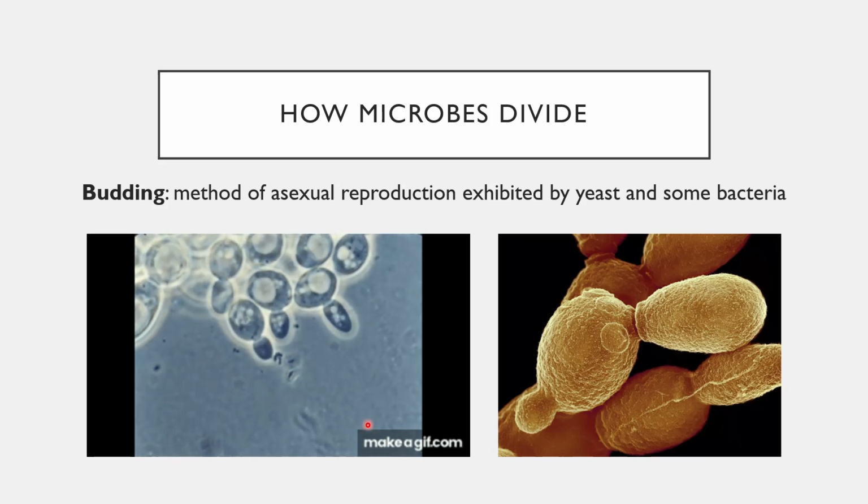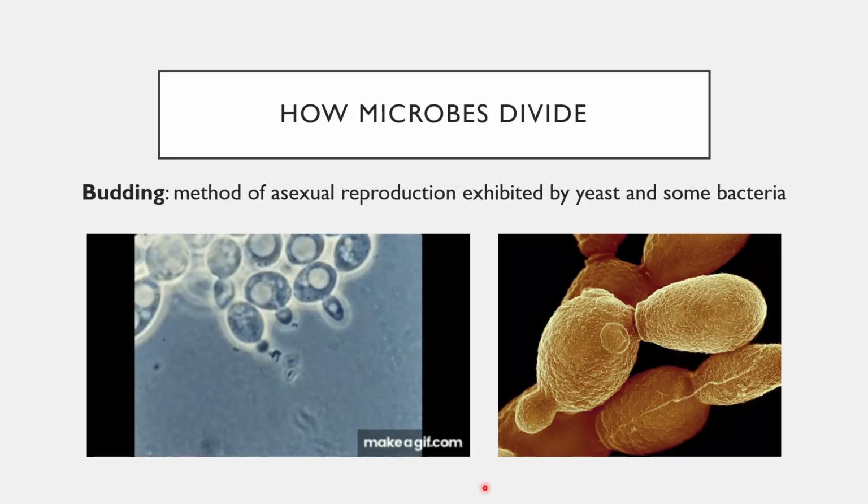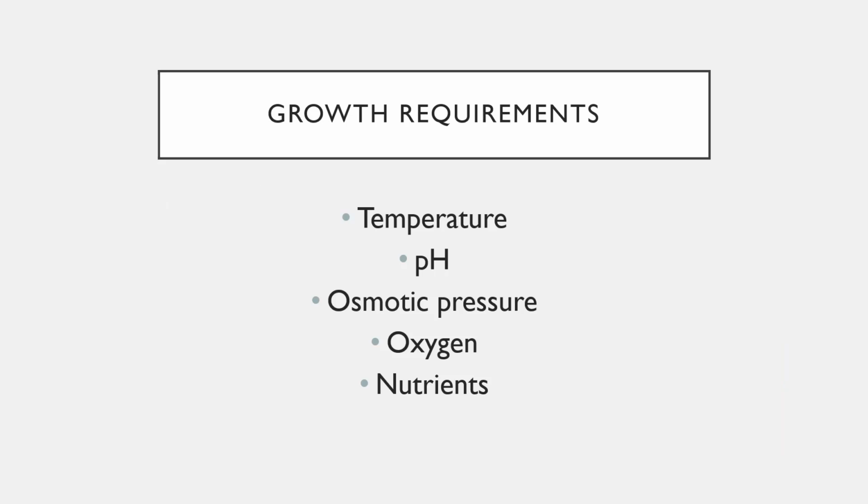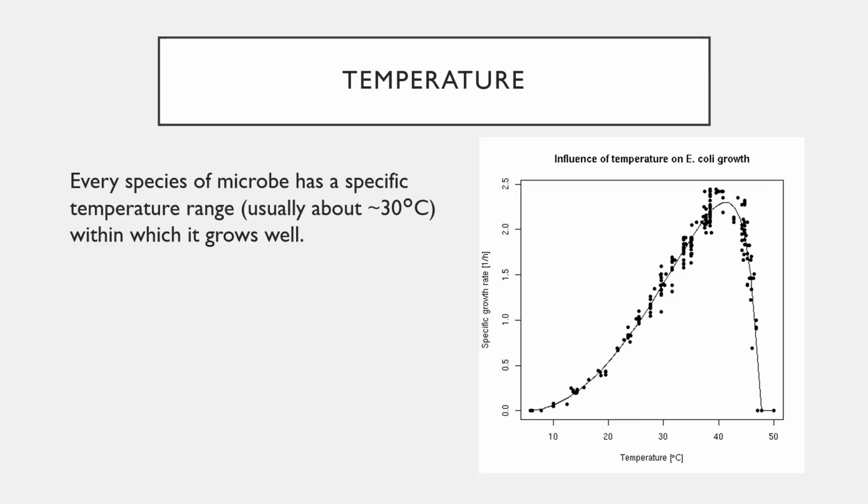So now that we've taken an overview of some of the different ways that microorganisms divide, we are going to take a look one by one at the 5 categories of growth requirements that all microscopic organisms need. Those growth requirements have to do with environmental temperature, environmental pH, environmental osmotic pressure, environmental oxygen, and the availability of nutrients to the microbes. So we'll start off by discussing temperature.